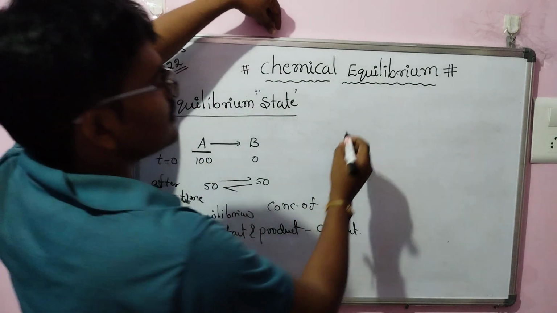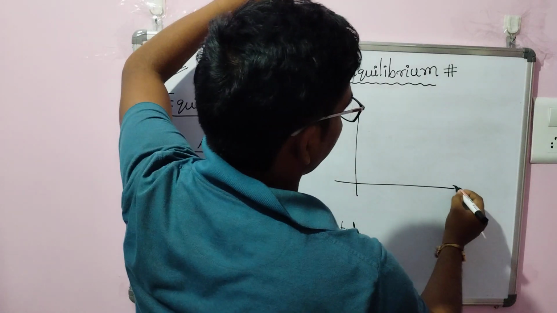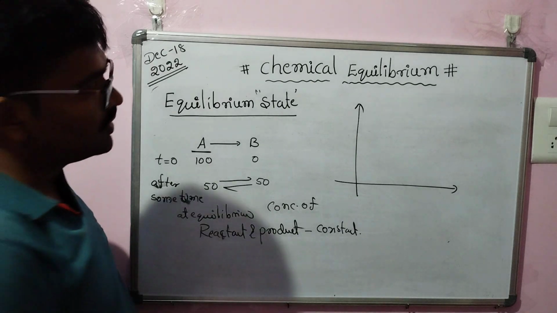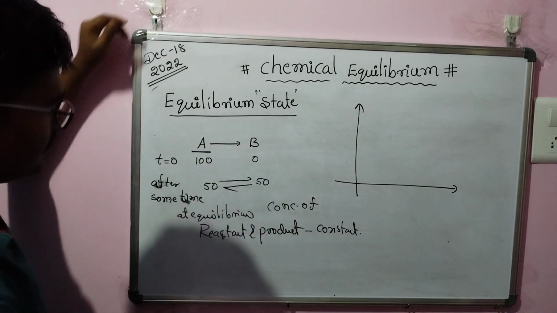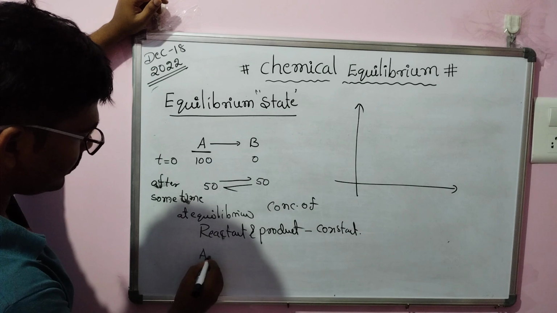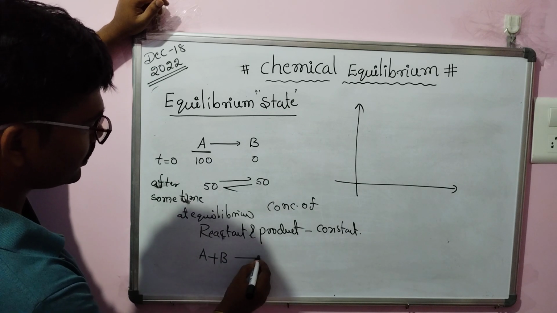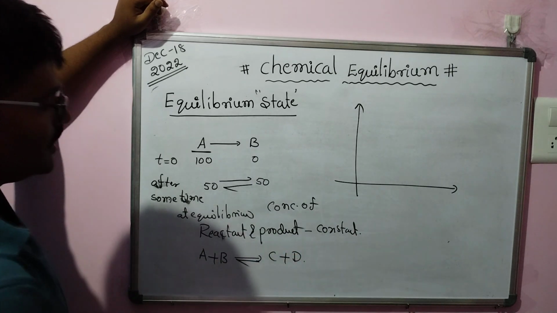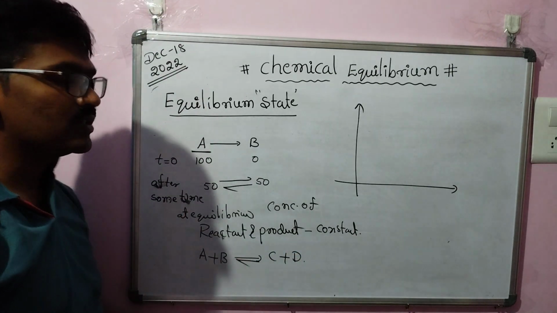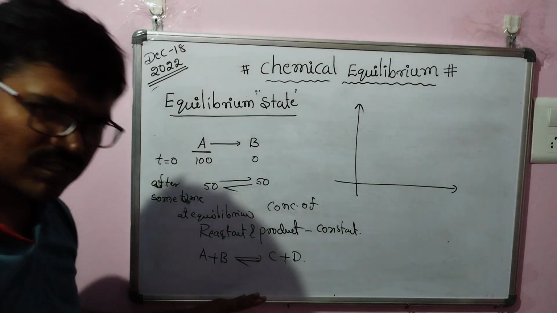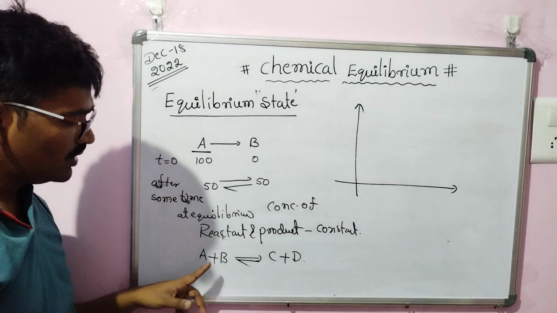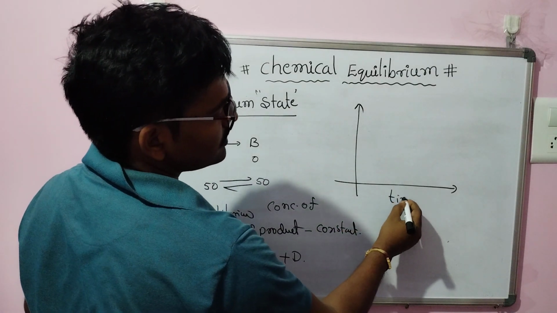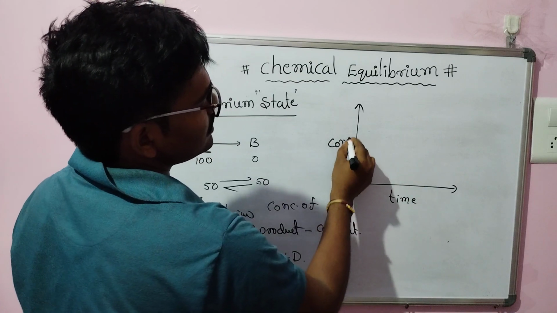Now look carefully at the concentrations of both. Just consider a reaction: A plus B can be converted into C plus D, and again C plus D can be converted into A plus B. It is a reversible reaction. For this reversible reaction, there is a time axis and a concentration axis.